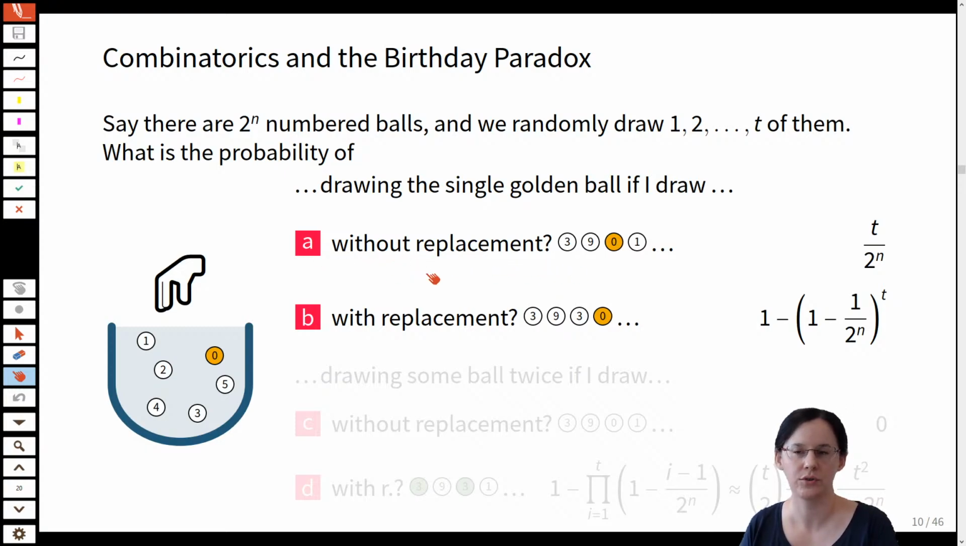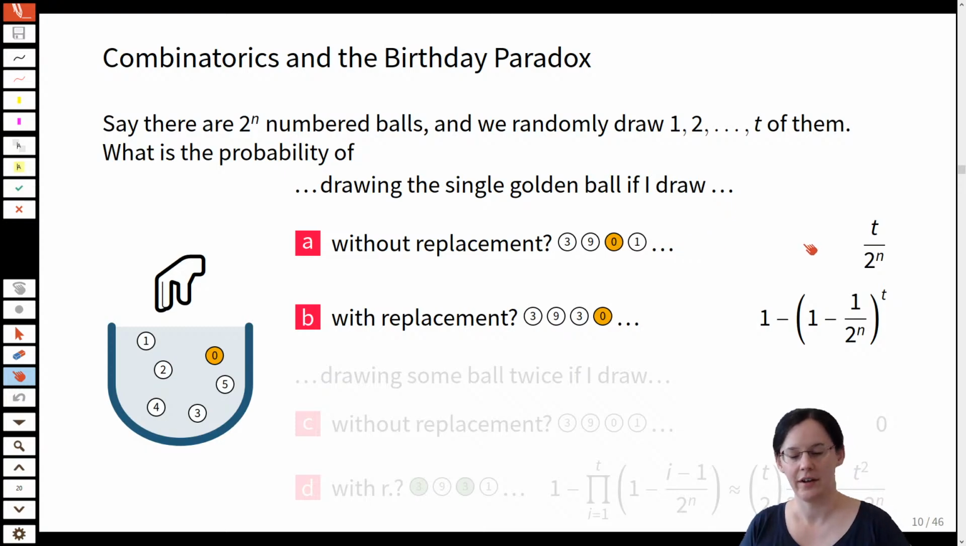In German, ohne zurücklegen. So what that means is we simply grab t balls at once, look at them, and that's it. It's not like we're picking a ball, looking at it, throwing it back in, picking another one, which might be the same or a different one. So throwing back in and taking the next one is called with replacement, whereas grabbing them all at once and just looking at the set we have is called without replacement. So if we look at without replacement, we have t balls in our hands. They're all different. And the question is, what is the likelihood that there is a golden one among them?